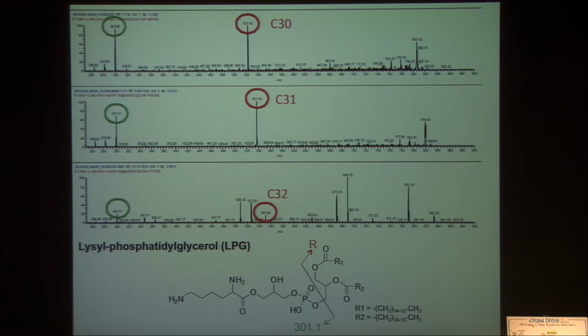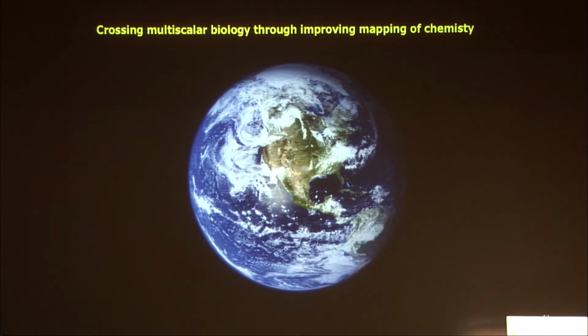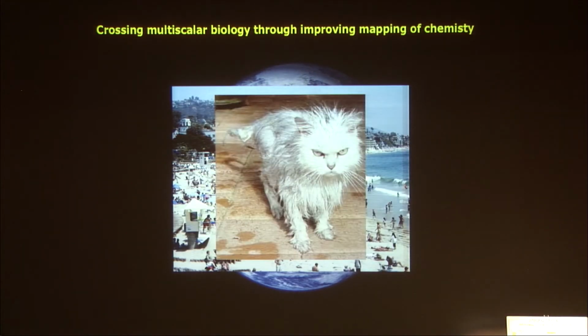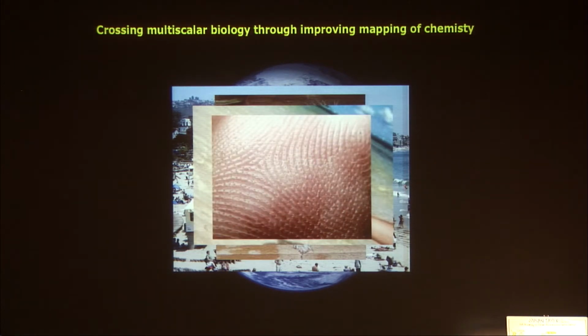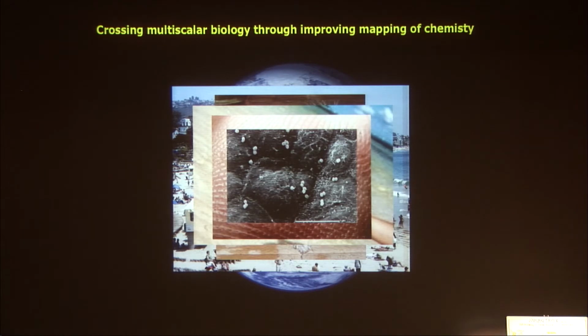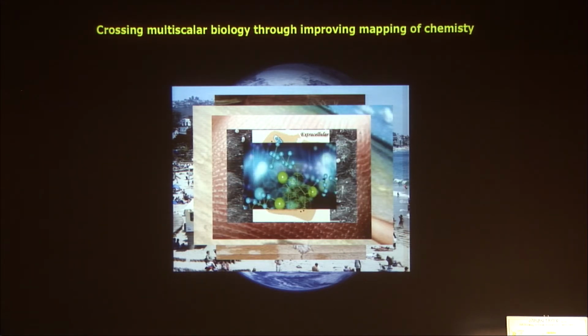I've heard a lot about multiscalar biology, and I think one of the common languages, if you want to really cross the boundaries at multiple scales, is the chemistry. I just grabbed some random pictures, but you can take organisms and explain this at the chemical level. You can go to a single cell, or in this case a microbe-eukaryotic cell interaction, or to the organelle level. But the common language, again, is the molecules.